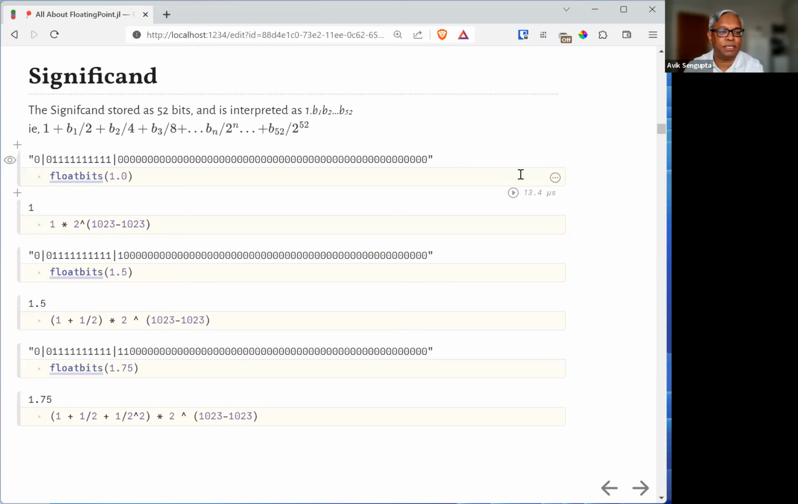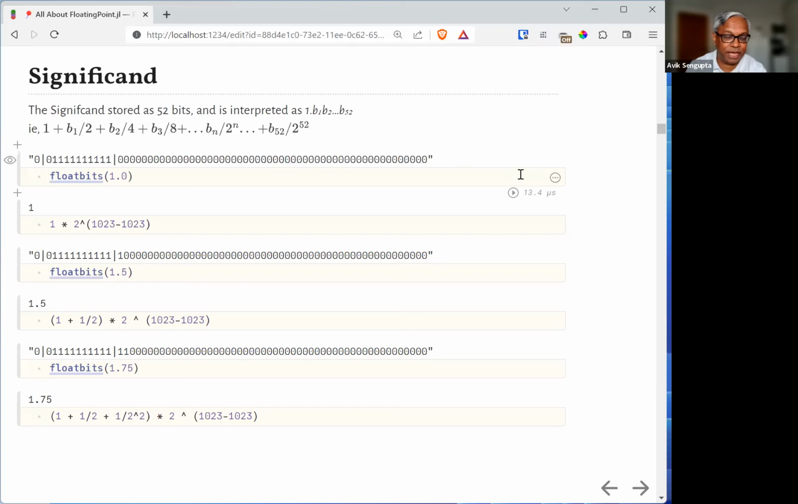The next one is float bits of 1.5. That starts with 0. The sign bit is 0, so that's positive. The exponent is again 1023, so the value of the exponent is 2 to the power 1023 minus 1023. And the significand in this case, you will notice, starts with a 1. So we have 1 plus the bit 1 divided by 2. So that's 1.5, times 2 to the power 0, and that's 1.5, right?